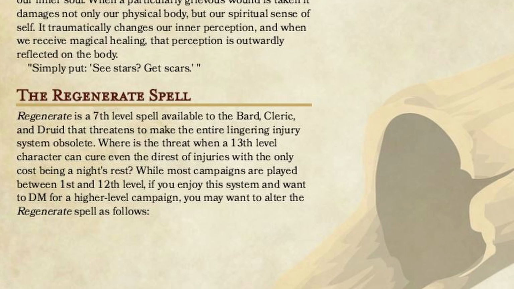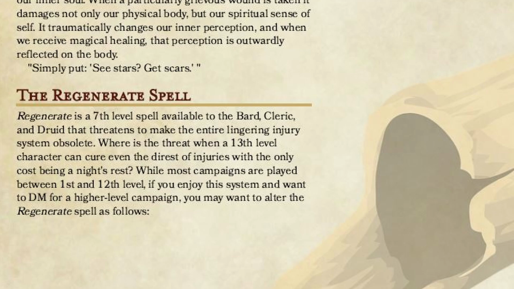But it does go on to list specific spells in D&D that should be changed to help deal with introducing this book into your campaign. So taking that, okay, the Regenerate spell. It says the Regenerate is a 7th level spell available to the Bard, Cleric, and Druid that threatens to make the entire lingering injury system obsolete.